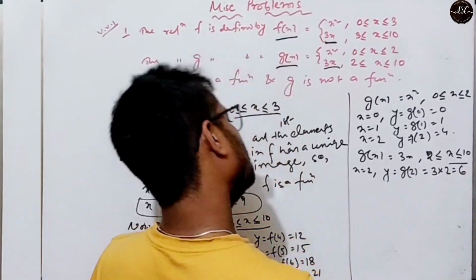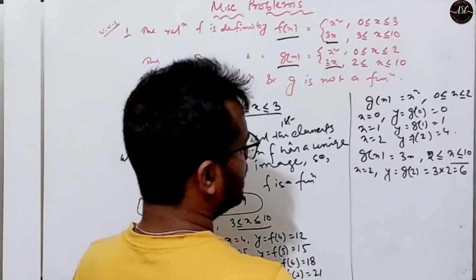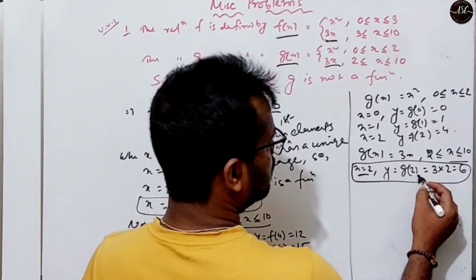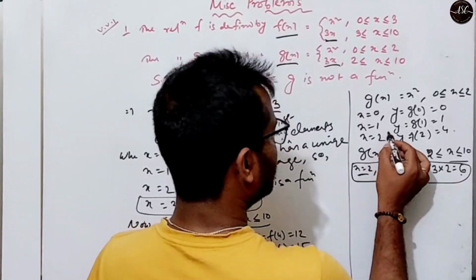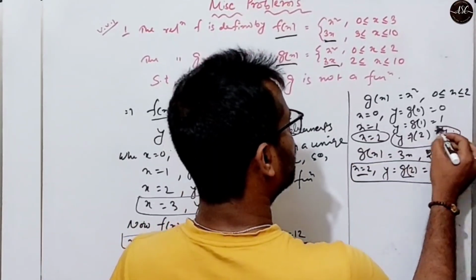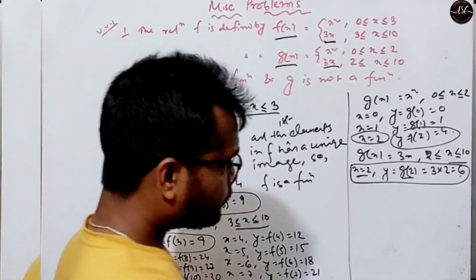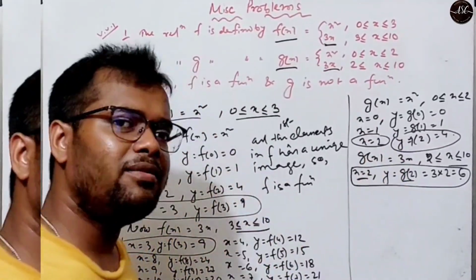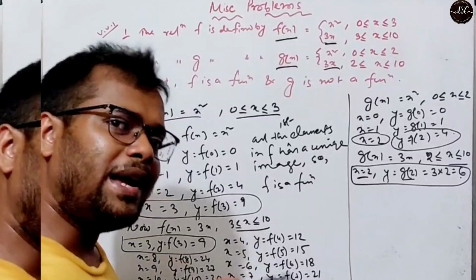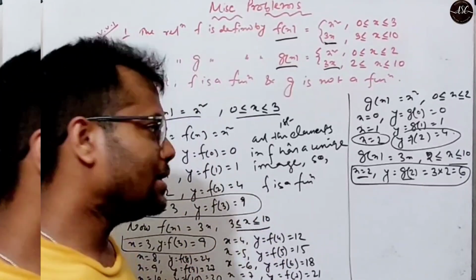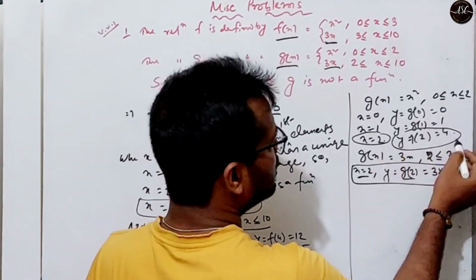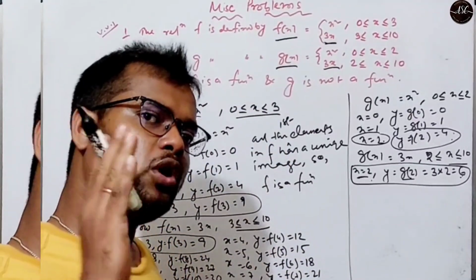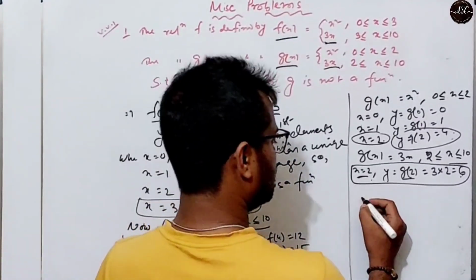that means 6. But here just look, when x equal to 2, y equal to 6, when x equal to 2, y equal to 4, that means here all the first elements don't have unique images. That means here the image of 2 is 4 and here also the image of 2 is 6. So there are two images. So this is not a function.